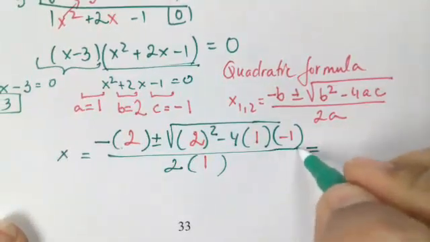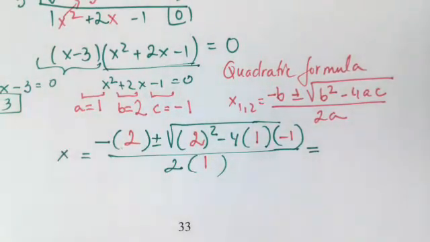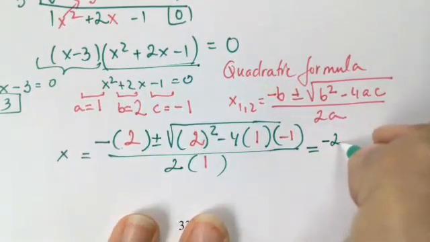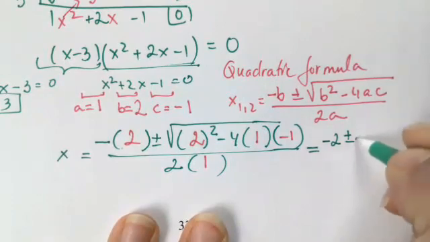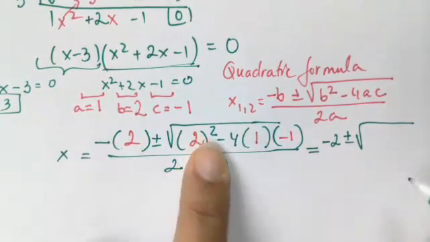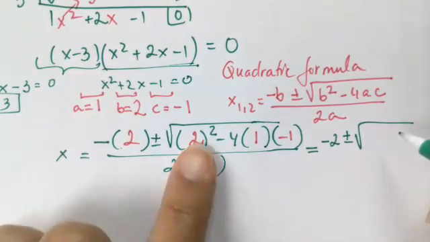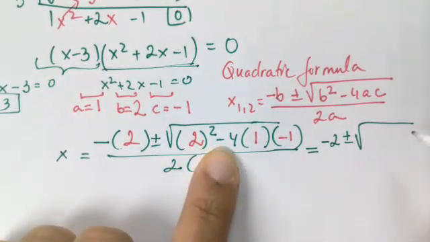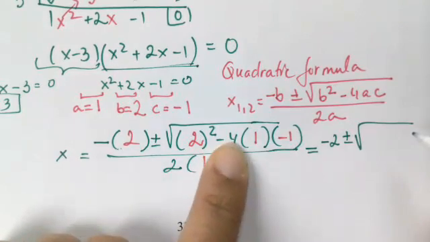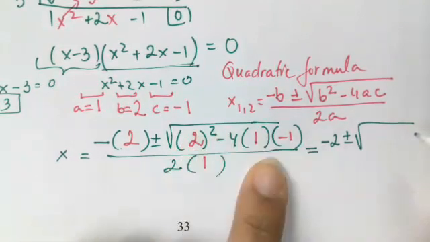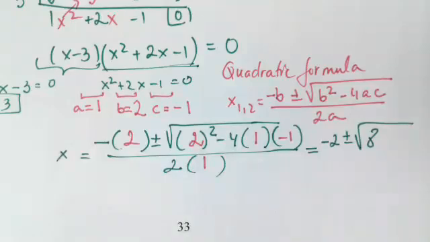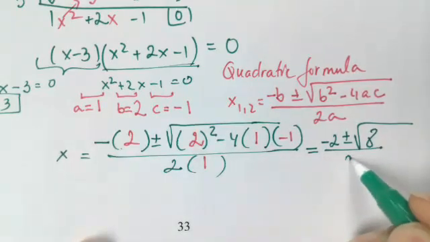Simplify now and reduce it to something nicer looking than that. Minus 2 plus or minus the square root of 4 plus 4, which is 8. 4 from here is the square, and negative 4 times 1 times negative 1 is positive 4. So 4 plus 4 is 8. And then 2 times 1 is 2.